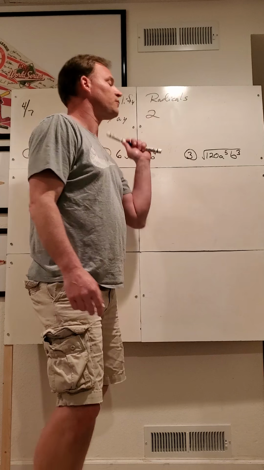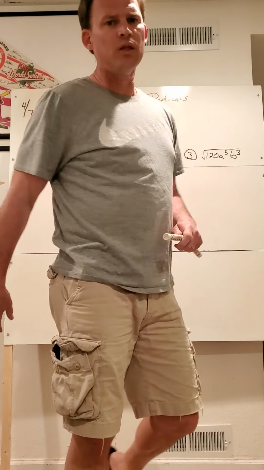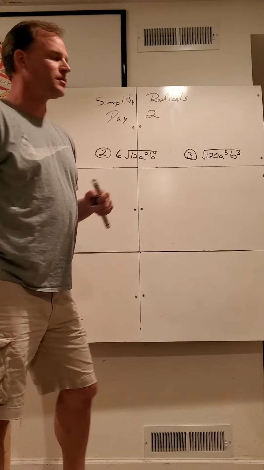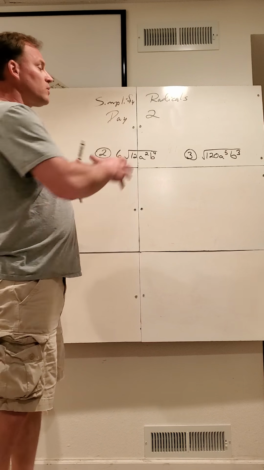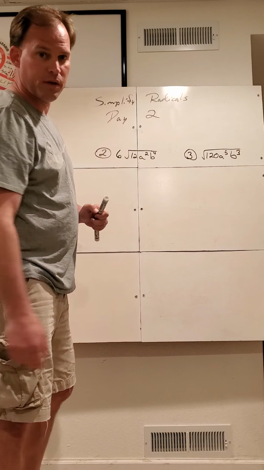But here we go, Simplify Radicals Day 2. A little bit of a twist for us. We're going to throw in some variables here. So we talked yesterday about simplifying the radicals, how you find pairs of numbers and pull them out.